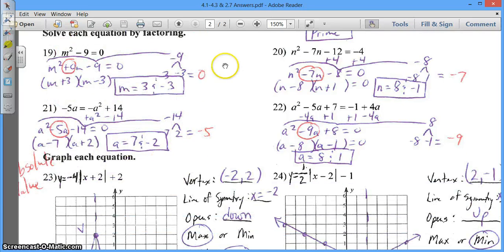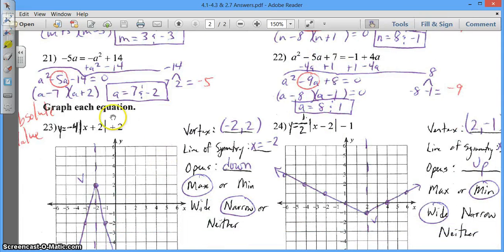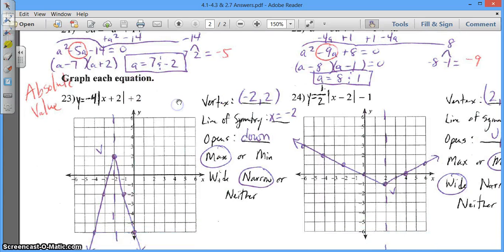Now, 23 and 24 are just graphing absolute values. Absolute value graphs look like a V. Okay? Now, absolute value graphs are very similar to graphing quadratics in vertex form. So, the number inside the absolute value, the opposite of that would be the x of our vertex, so negative 2. The number behind the absolute value is the y of our vertex, 2. So I went and plotted that, negative 2, 2. I drew my line of symmetry, x equals negative 2.